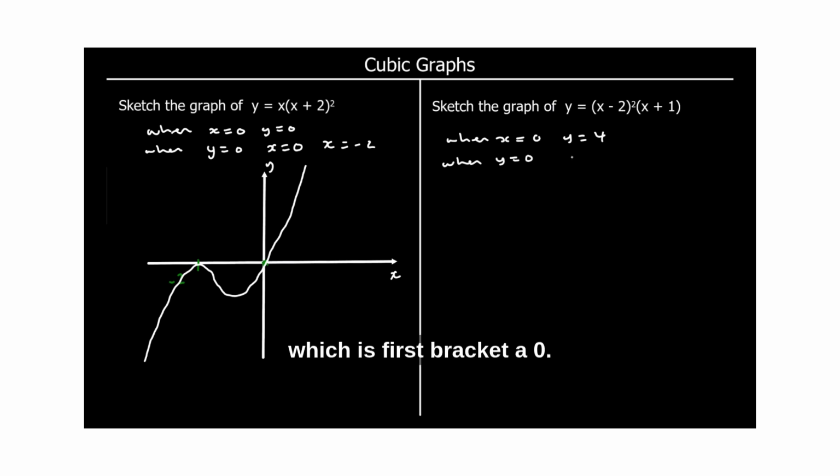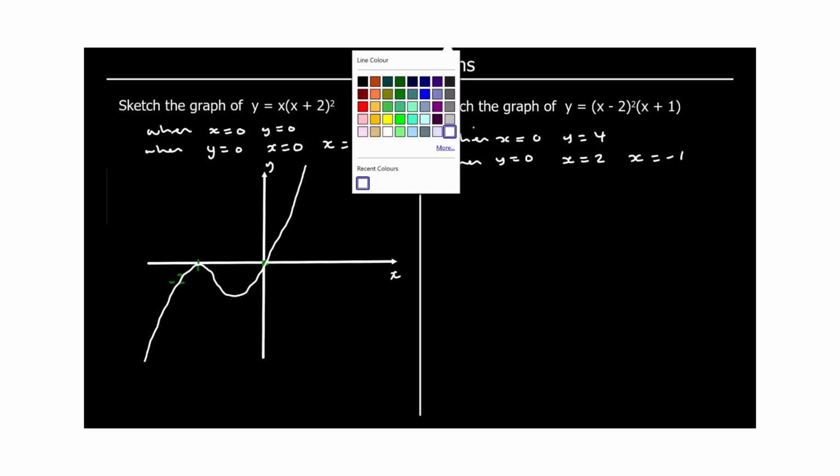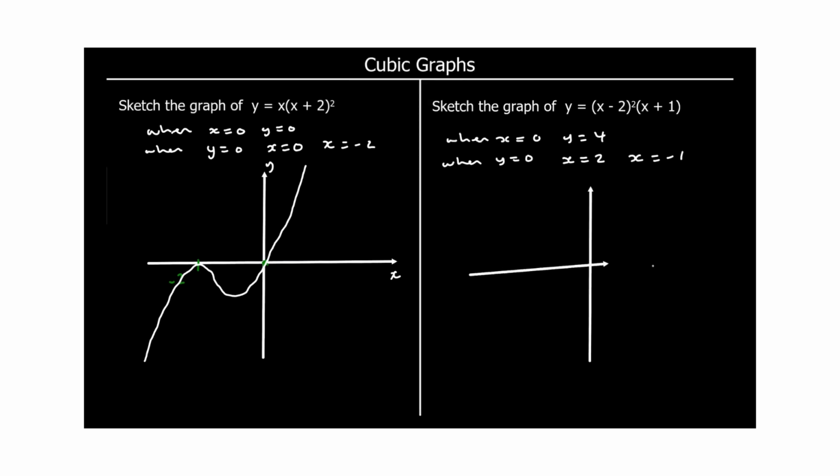And when y equals 0, either the first bracket is 0, so x would be 2, or the second bracket is 0, x is negative 1. So it goes through 0, 4, and negative 1, 0, and 2, 0.